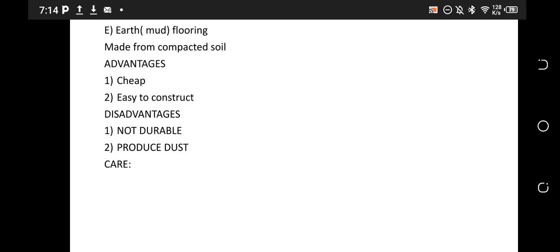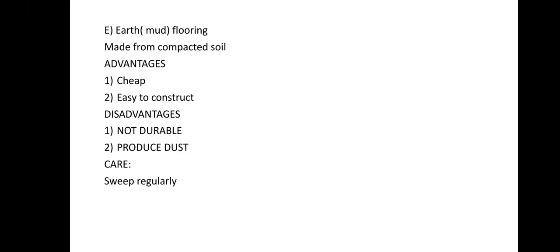Then how do you clean a mud floor? How do you take care of it? So you have to sweep, then reapply mud plaster when worn out. So those parts where you see that on this surface we've lost so much of the surface, the mud surface has been worn out, you can reapply the mud by plastering. That way you're repairing as well as taking care of your floor.